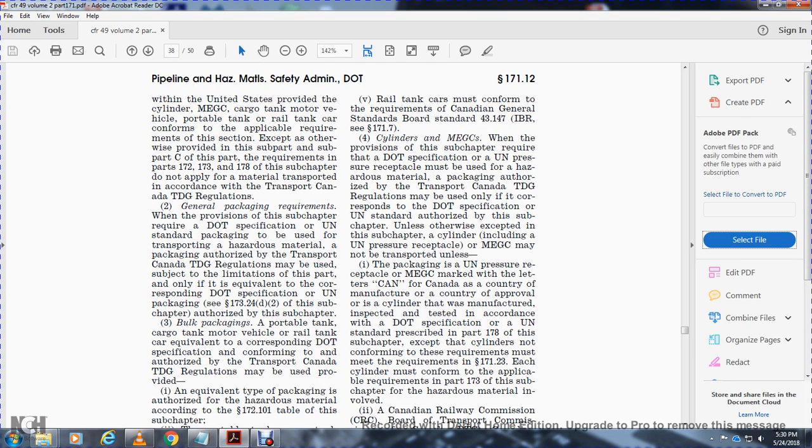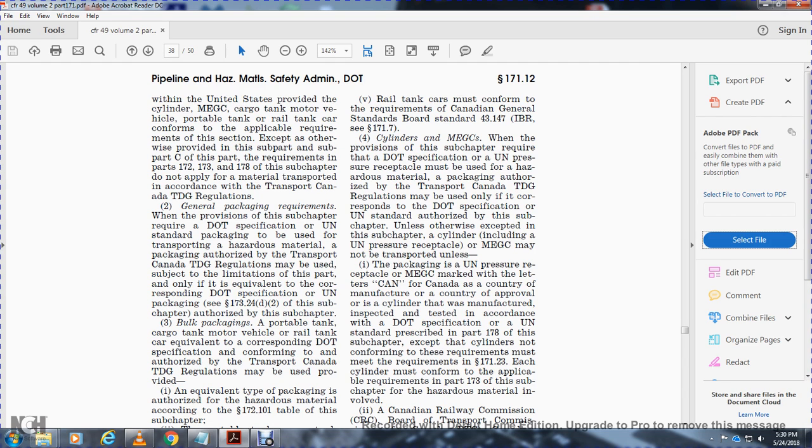Pressure receptacles must be packaged with hazardous material packaging authorized by the Transportation Canada TDG regulations, and must correspond with the DOT specification or UN standard authorized in the subchapter unless otherwise expressed in the subchapter. The cylinder includes the UN pressure receptacle. The MEGC may not be transported unless the UN pressure receptacle MEGC is marked with the letters CAN for Canada, the manufacturing country.